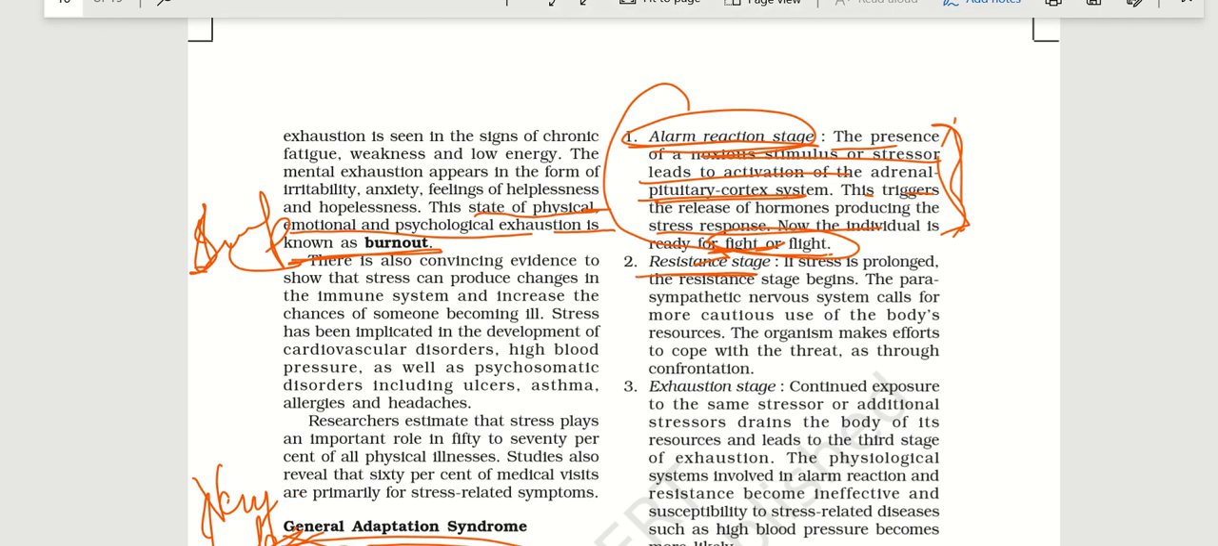Then we have the resistance stage. If stress is prolonged, the resistance stage begins. The parasympathetic nervous system calls for more cautious use of the body's resources. The organism makes efforts to cope with the threat through confrontation. If the stress has been going on for a long duration, the resistance stage begins. The parasympathetic nervous system calls for more cautious use of body resources, and now you have to cope with the upcoming threat through confrontation.